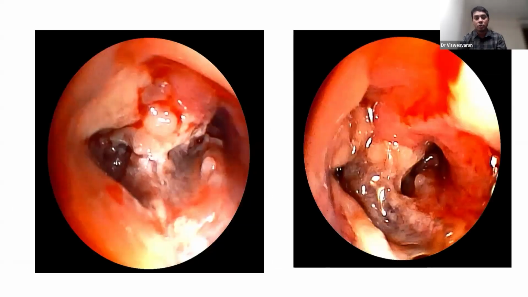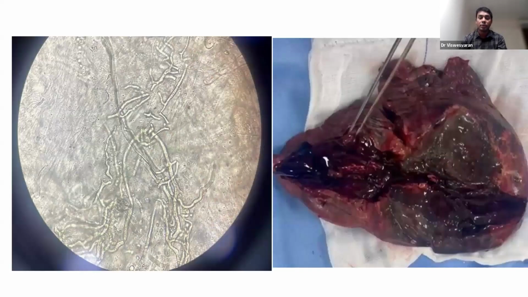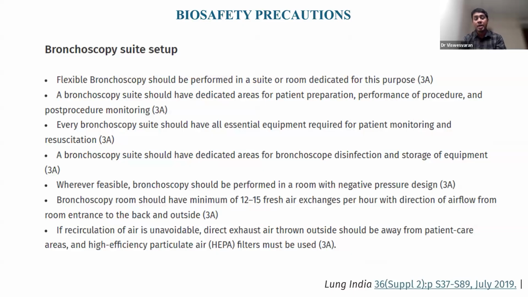And when we did a bronchoscopy, you can find a thick necrotic membrane almost eroding the airways. And we took a biopsy. It turned out to be a case of mucormycosis, and then immediately the patient was subjected to a pneumonectomy and the patient was saved. So when you have these sorts of atypical infections, bronchoscopy comes to the rescue.